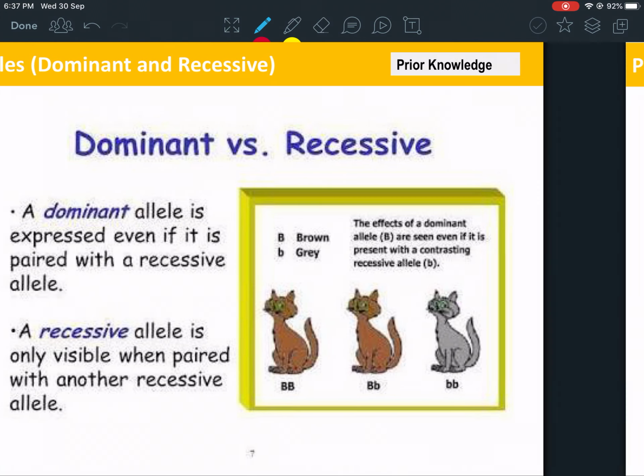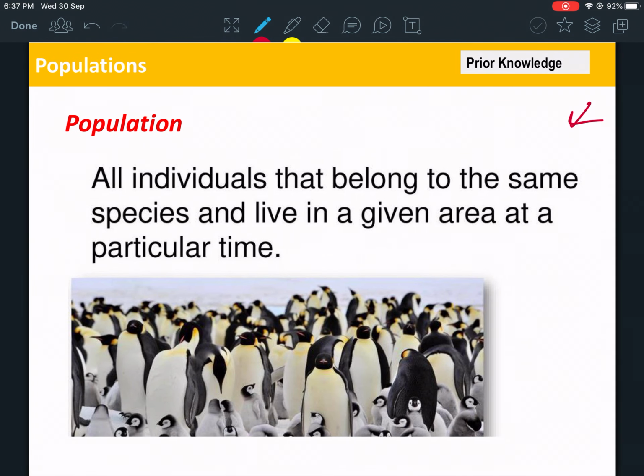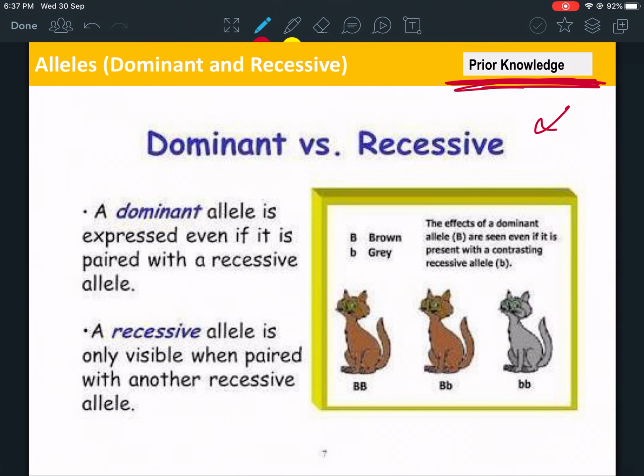Before we know that, we have 2 slides called prior knowledge. Prior knowledge means you should have learned this before. Probably you learned about this in grade 6. I'm going to remind you of them now. So in order to start this lesson, you have to know these 2 things.